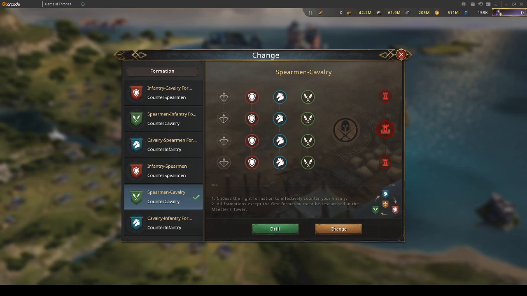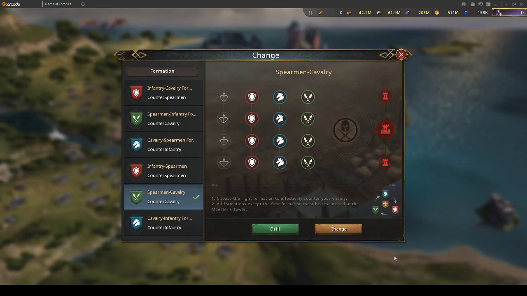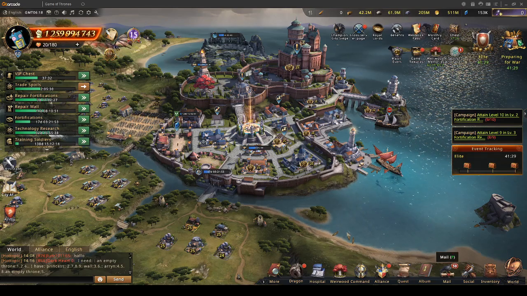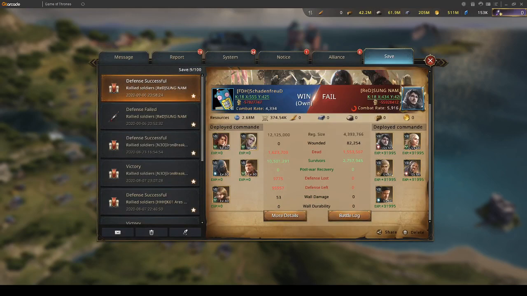Let me see whether I can bring up my notepad again. The reason is that if your troop types counter, you get x3 in damage. So I'm going to give you an example from a battle report if I can find it. Give me a minute. Which one is on safe? This one, let me see whether it's effective.